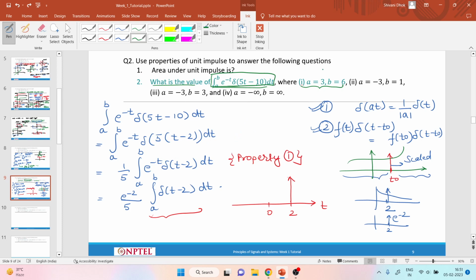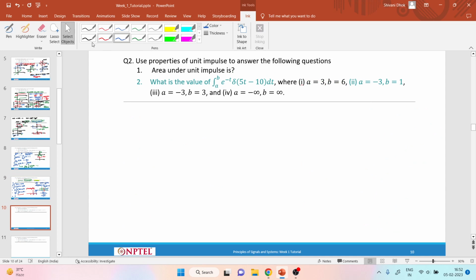So what are the limits that we are considering in this part? These are a equal to 3 and b equal to 6. So these are somewhere here, a equal to 3, and somewhere here, b equal to 6. Over this region we are integrating. So we can clearly see that if my impulse is located at t equal to 2 and I am trying to integrate that from 3 to 6, it's of no use. So irrespective of that impulse, the integral will give a value of 0, because this impulse is not located in this region.